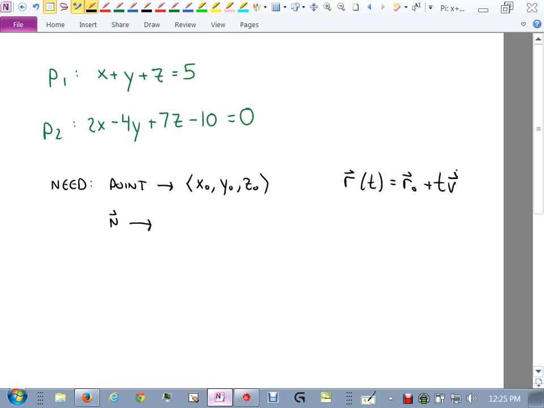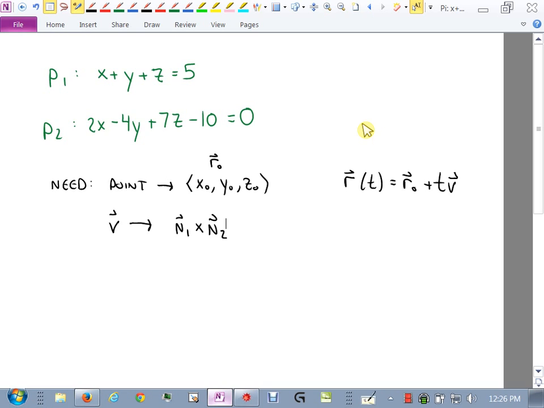For a second there, I thought we were finding the equation of a plane. We're trying to find the equation of a line, right? We need a point so that we can get r naught, which will just be a point that is on both of these planes. Then what else do we need? Not n. We need v. But v will be the cross product of the normal vectors of those planes, which I will call n1 and n2. n1 is the normal vector of plane 1, n2 is the normal vector of plane 2. Any questions on what I'm looking for?